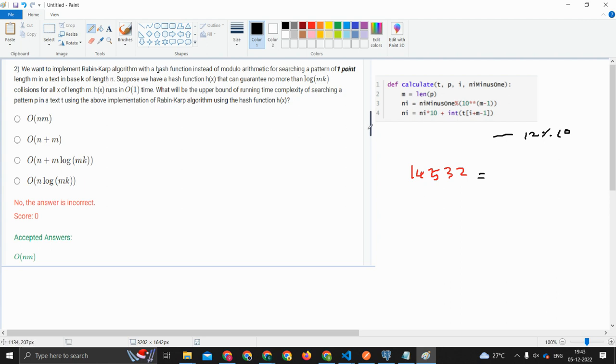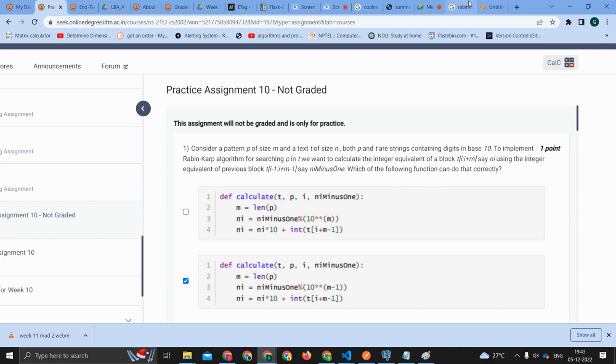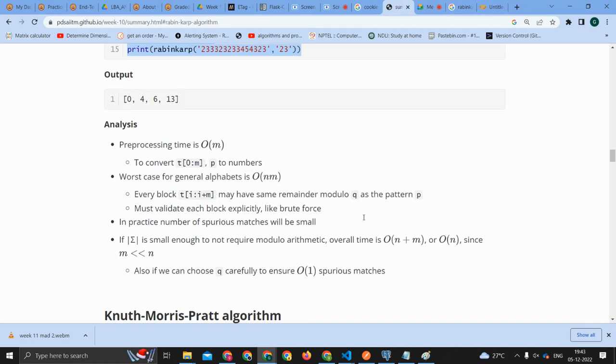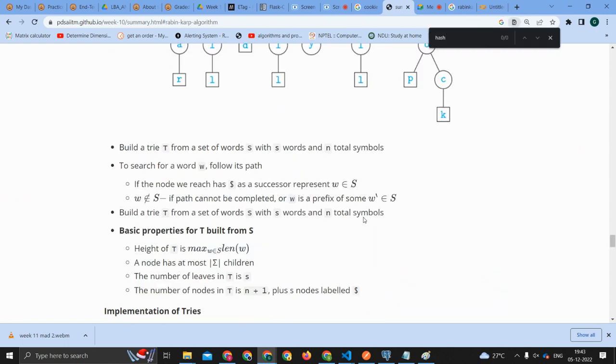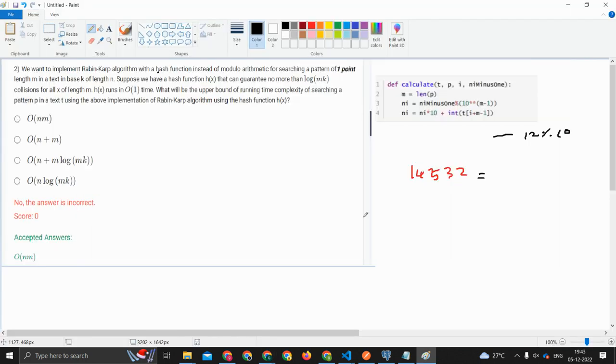Can someone explain? We have the same Rabin-Karp, right? That one also was Rabin-Karp, right, Uma? First question also. So what is it saying? Hash function instead of modulo arithmetic. What does that mean? Does anyone know? But hash also has a modulo, no? I thought so.